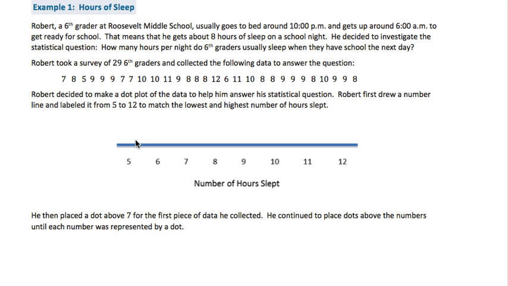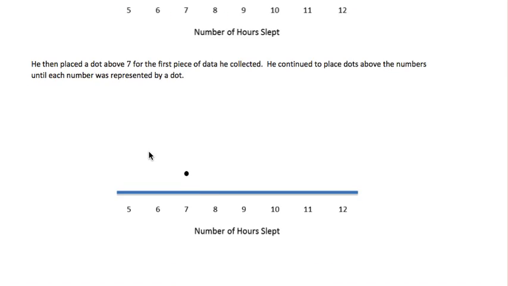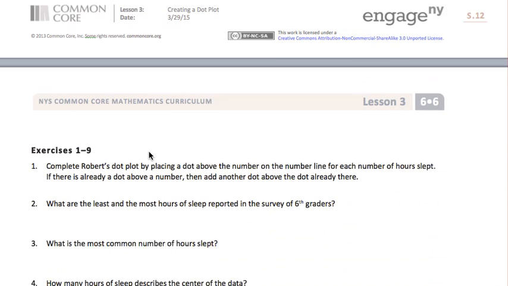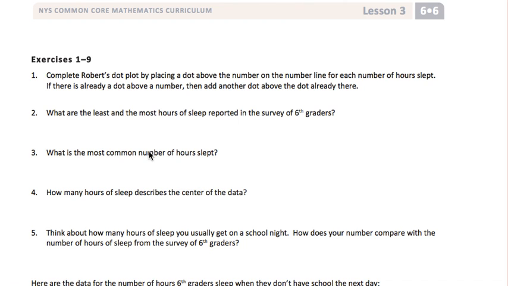He then placed a dot above 7 for the first piece of data he collected and continued to place dots above the numbers until each number was represented by a dot. We're going to complete Robert's dot plot by placing a dot above the number on the number line for each number of hours slept. If there is already a dot above a number, then add another dot above the dot already there. And then we'll answer the questions using the dot plot.